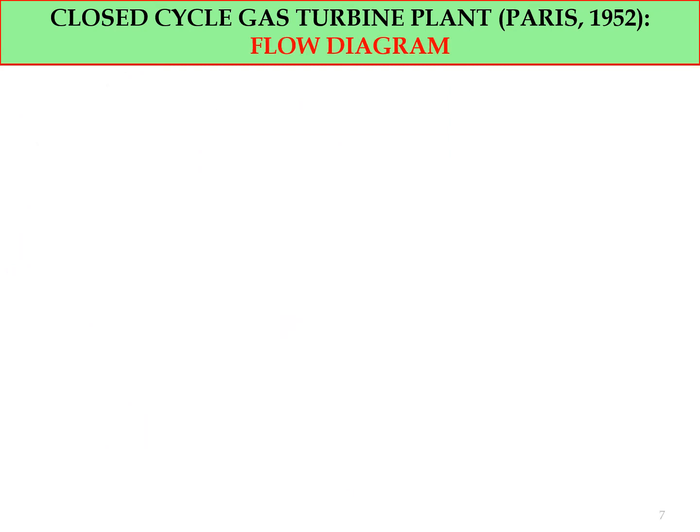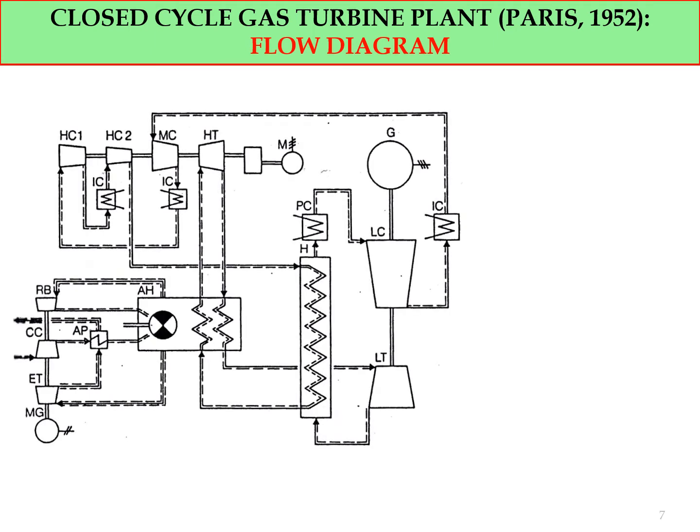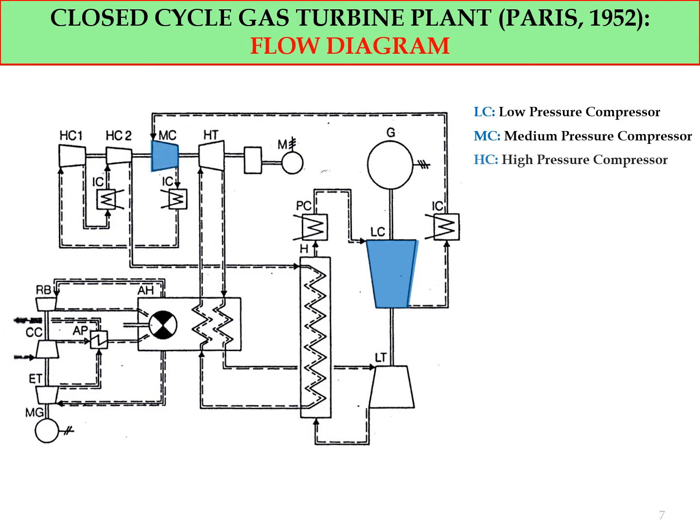Closed cycle gas turbine plant flow diagram. So in the previous slide, we looked into the 3D diagram. Now we look into the flow diagram. So this is the simplification of the 3D diagram. And as you can see, this is the low pressure compressor, LC, and the medium pressure compressor, MC, and we have the high pressure compressor, HC. We have two high pressure compressors, HC1 and HC2.